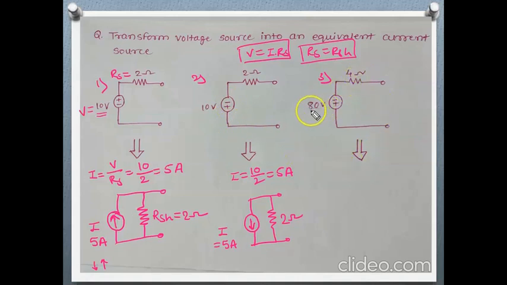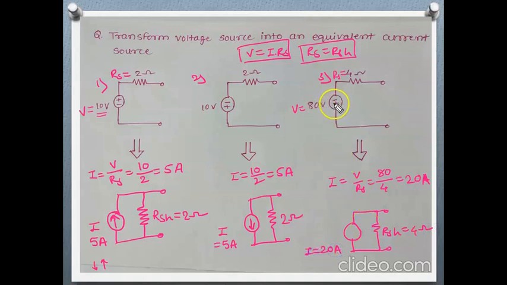Now let's say here 80 volt voltage is given and RS is 4 ohm. So convert. First I will be V upon RS. V is 80 upon 4. This will be 20 ampere. So this will be the equivalent current source, where RSH is nothing but RS, which is equal to 4 ohm, and current is 20 ampere. And the direction will be upward or downward? Here the positive sign is downward, so the direction will be downward. In this way we can convert the given voltage source to an equivalent current source.